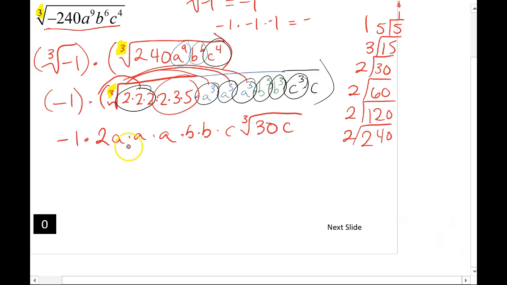Okay, so now let's combine all these variables that we have out here together. So now we have negative. Well, that negative 1 is just going to turn everything negative, so we'll just write negative 2, and they have 3 a's, so that's a cubed, 2 b's, b squared, and 1 c, times the cube root of 30c.